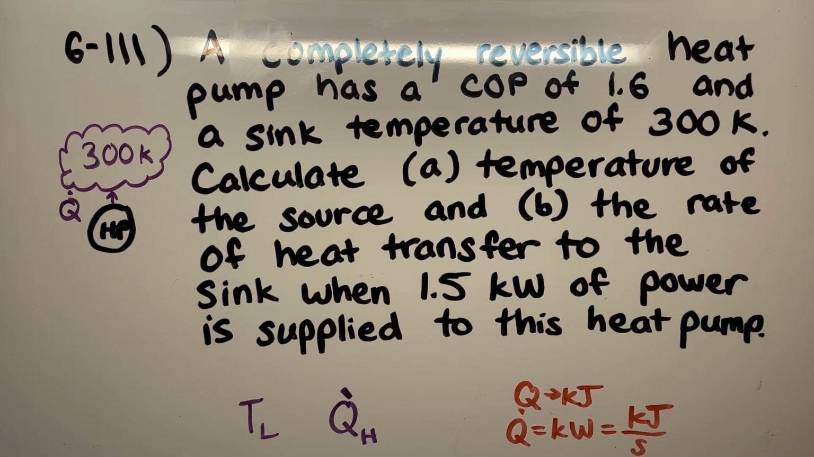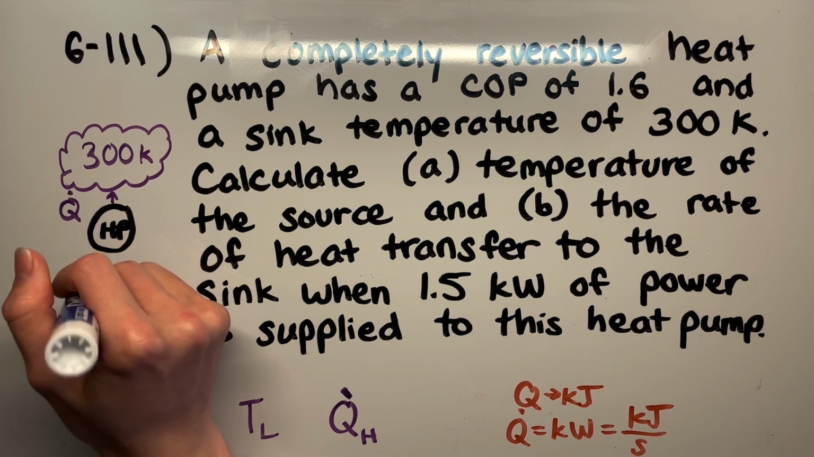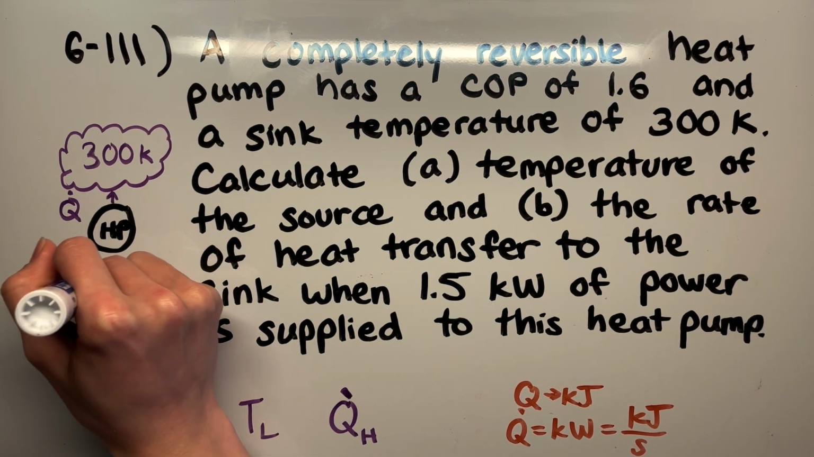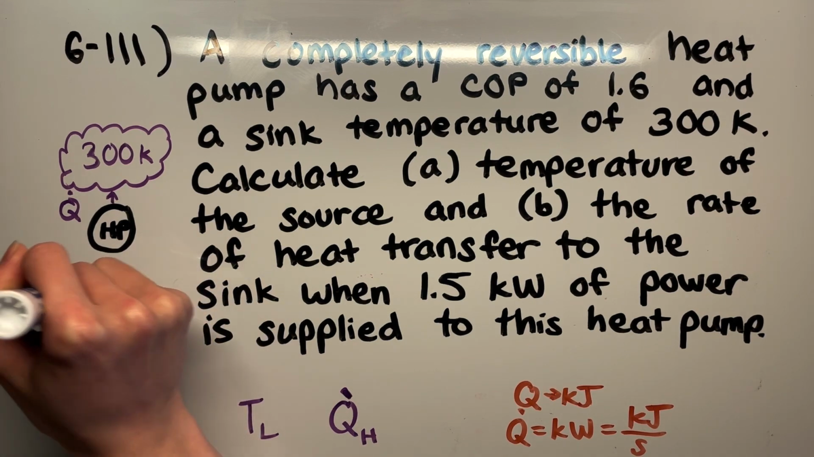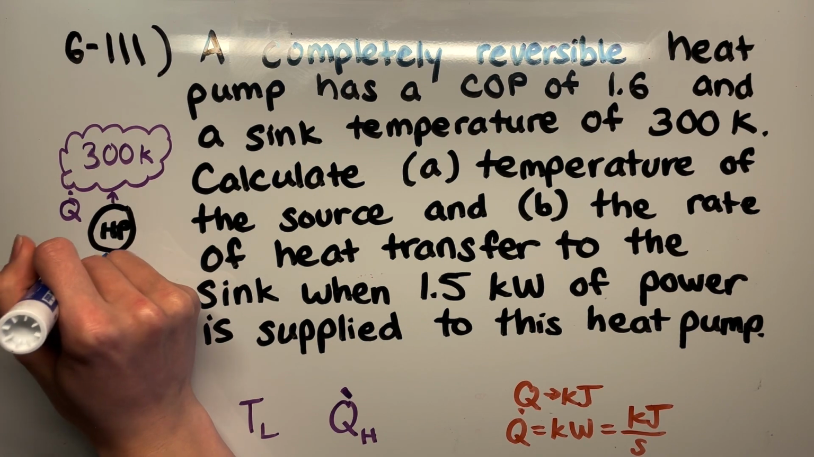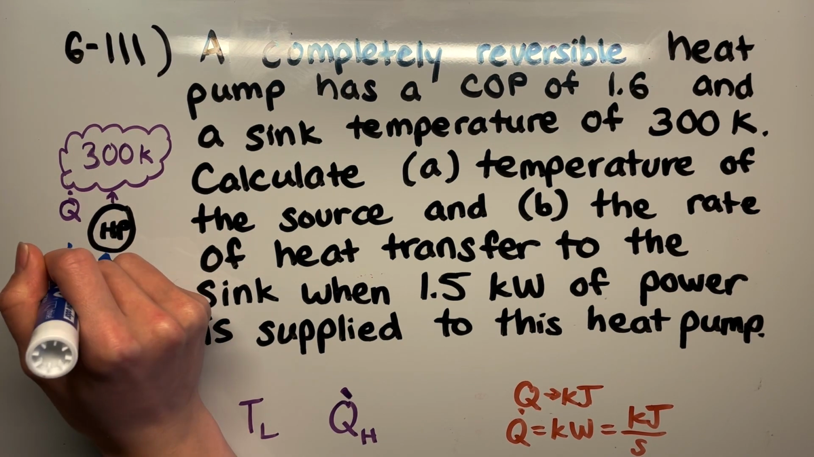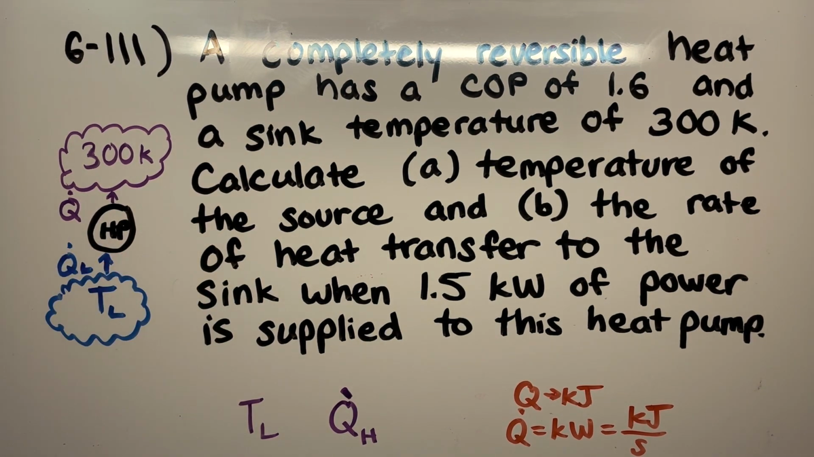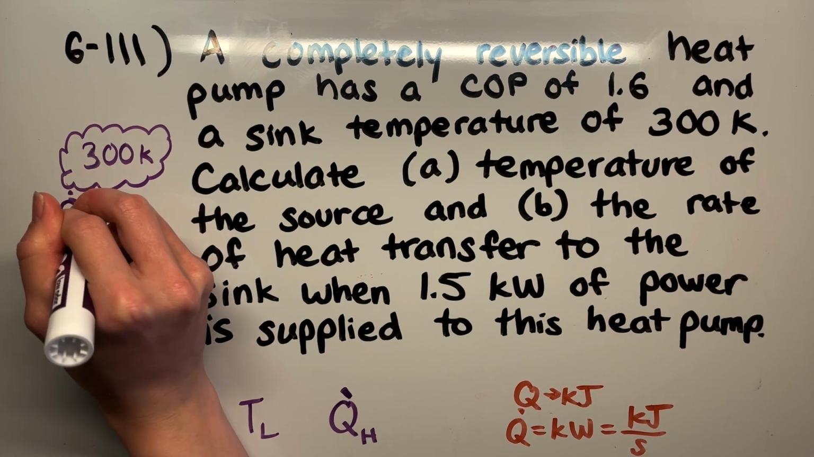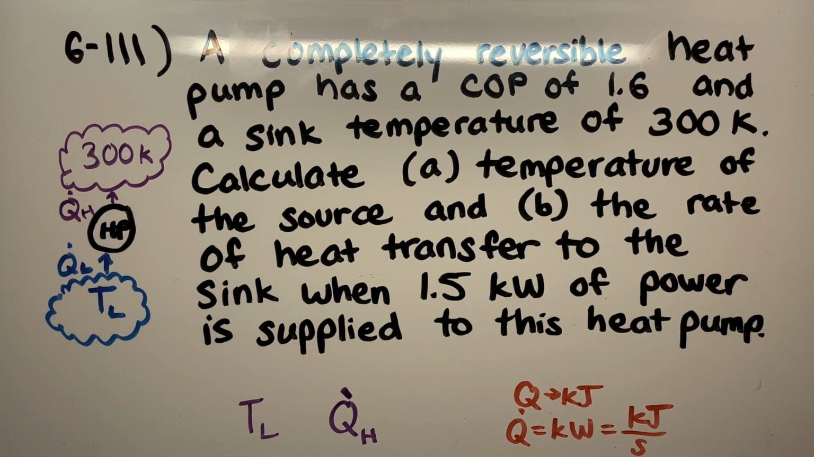Then going back, we have the source, which is drawn below the heat pump, and we have yet to figure out the temperature of that. We'll just write TL right now, and that has an arrow of heat transfer, Q dot L. This one up here has a Q dot H. Just to be more specific, we have to give it that notation.